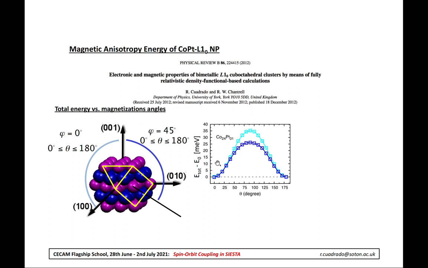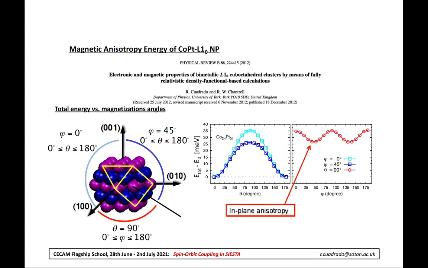We observe the difference in energy depending on whether we have all the magnetic moments pointing along the Z axis or along the X axis. Another scan that we can do is in the XY plane, where we found an in-plane anisotropy in this case.